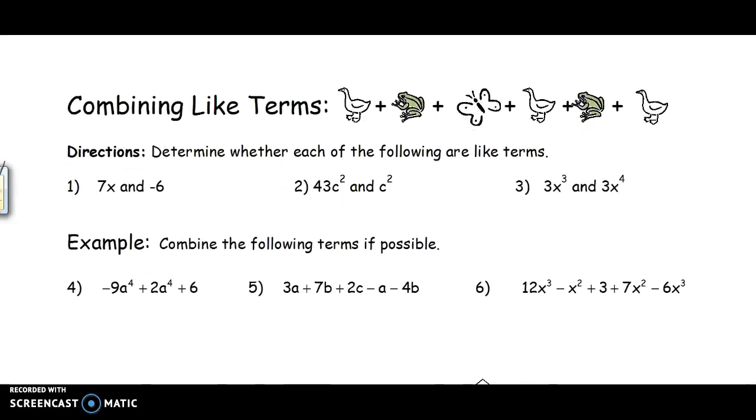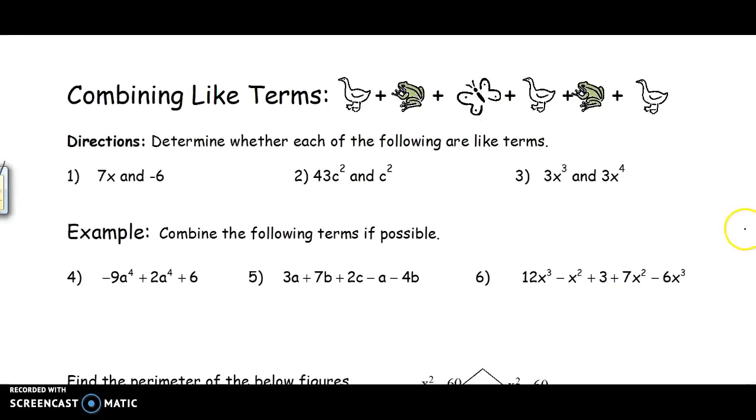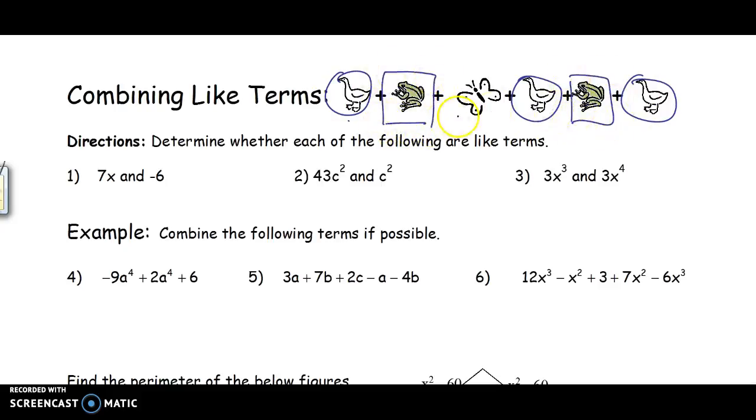Combining like terms. All right, combining like terms is a lot of just looking to see which terms are similar. So if you're looking at our little duck example up here, okay, 1, 2, 3 ducks. You have 2 frogs, and then you have a butterfly. Okay, so those will all be like terms. So let's take a look and see if 1, 2, or 3 have any like terms.